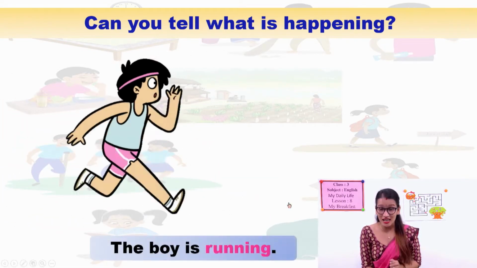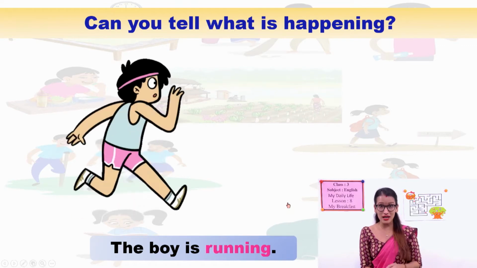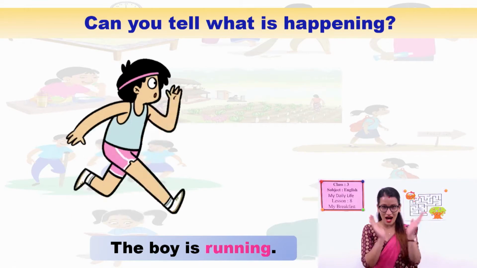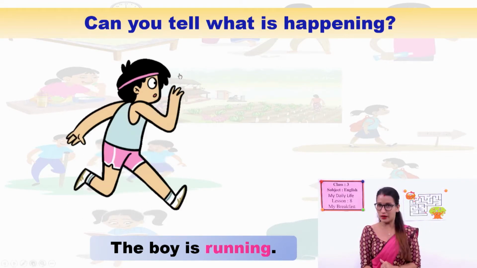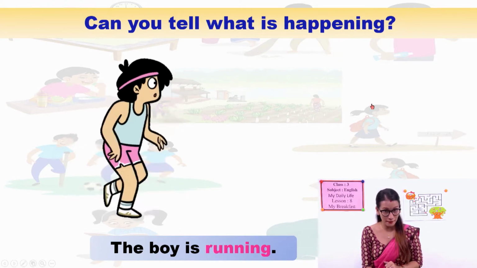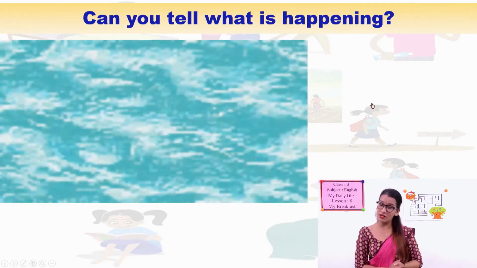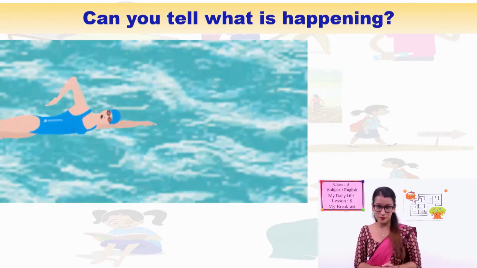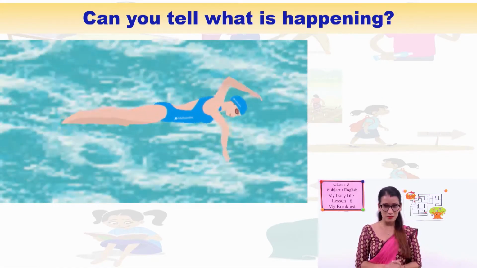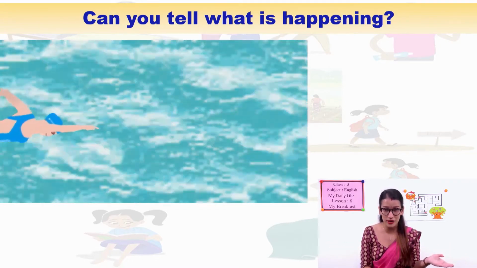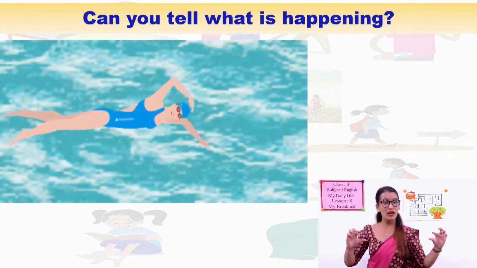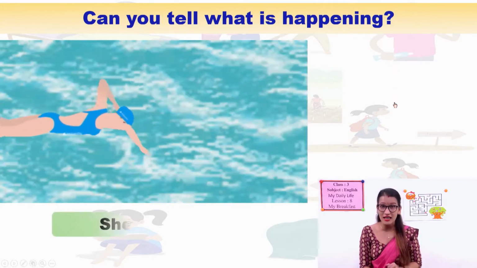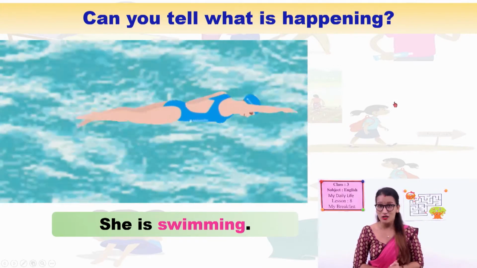Good! The boy is running. Yes? Can you show me how to run? Oh la la, very good, that's great, okay? Now look at the next picture also, okay? Here, can you tell me what is happening in here? Look carefully. What is happening? Swimming. Can you use the word swimming in a sentence? Yes? The girl is swimming, exactly. And here, she is swimming.